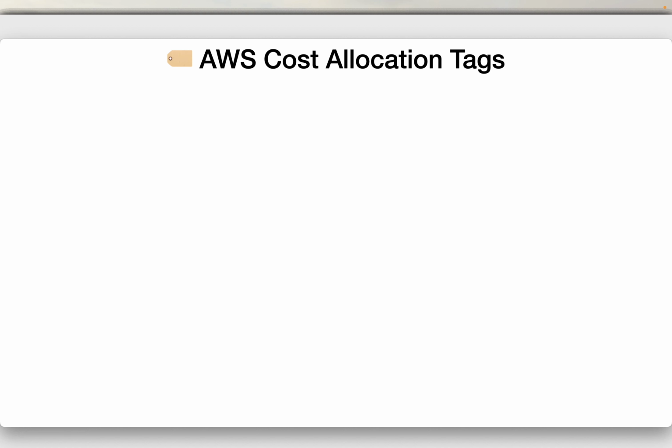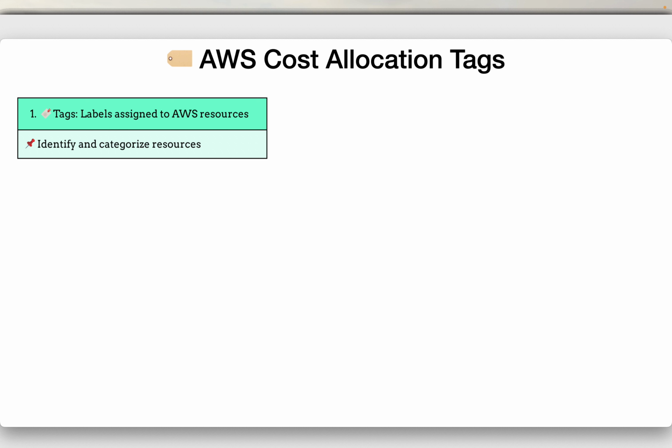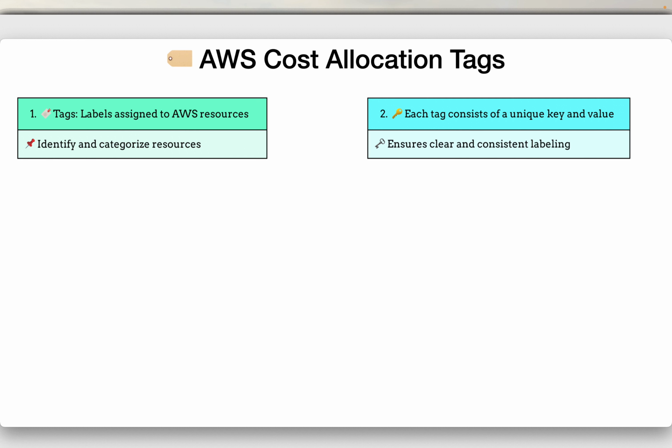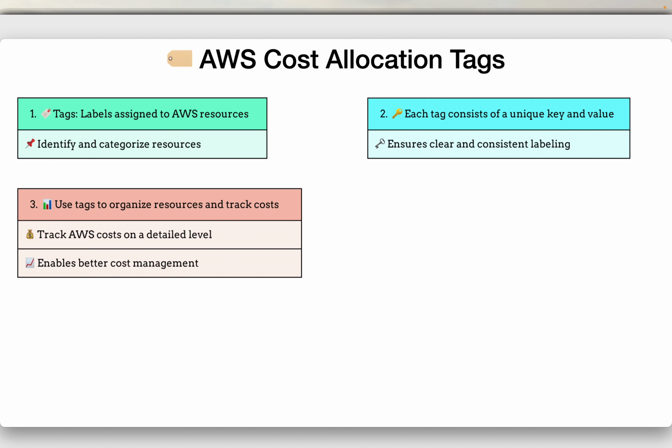So the next topic is AWS cost allocation tags. One, a tag is a label that you or AWS assigns to an AWS resource, helping you to identify and categorize resources. For each resource, a tag key must be unique and each tag key can have only one value. Tags can be used to organize your AWS resources, and cost allocation tags to track your AWS cost on a detailed level.